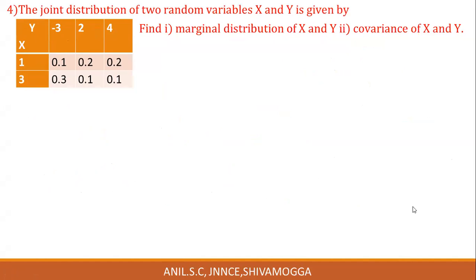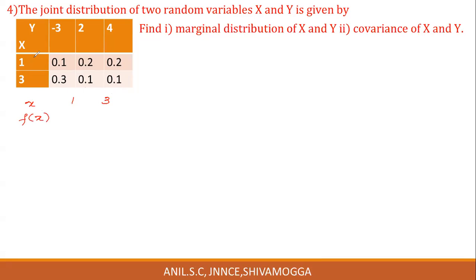Next one. The joint distribution of two random variables x and y is given by this table. Find marginal distribution of x and y, covariance of x and y. First, we shall find marginal distribution of x and y, particularly x. Here x takes two values, 1 and 3.